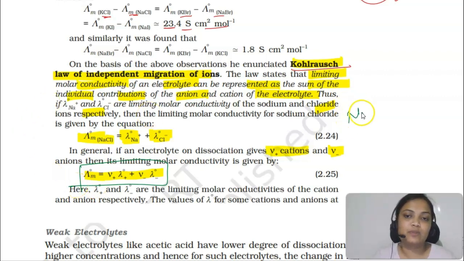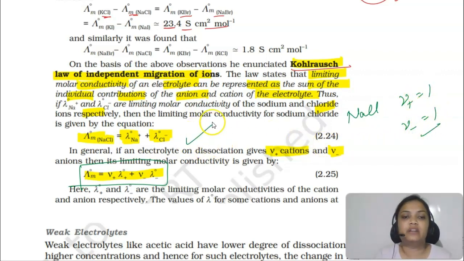So in the case of NaCl, the value of nu plus is 1 and nu minus is 1 again. So we have written it directly. And these are the limiting molar conductivities of the cations and the anions.